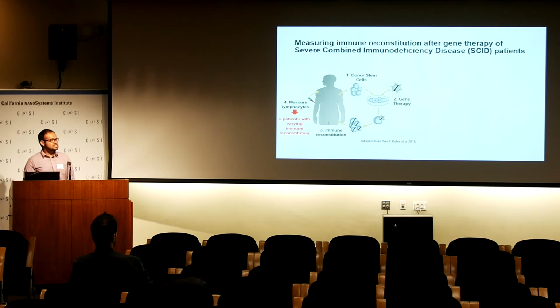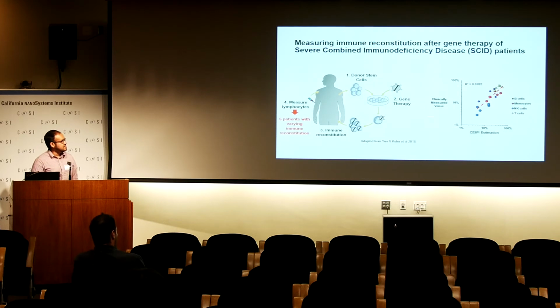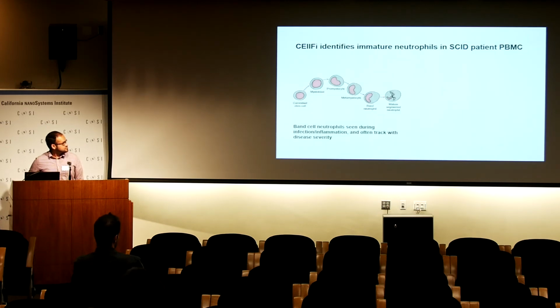Normally these patients don't have any lymphocytes or other types of immune cells. Afterwards, they measure the amount of lymphocytes to see how well they are reconstituting their immune system. We got 5 of those patients, and we have the clinically measured value, and we compare that with the CELLFI estimation. What we could see is a very tight correlation, where CELLFI estimates very well the amount of lymphocytes and other cells within these diseased patients.